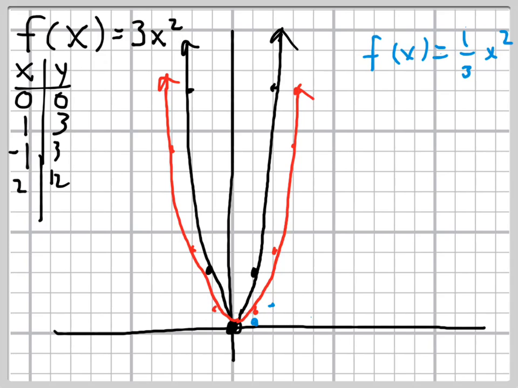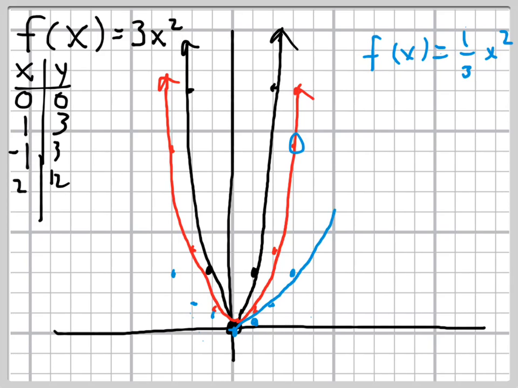And just again by symmetry here, same thing on the other side. And what about when x equals 3? Well, our original y value was 9, but it's going to take that 9, multiply it by 1/3, and it's going to give us a y value of 3 at x equals 3.